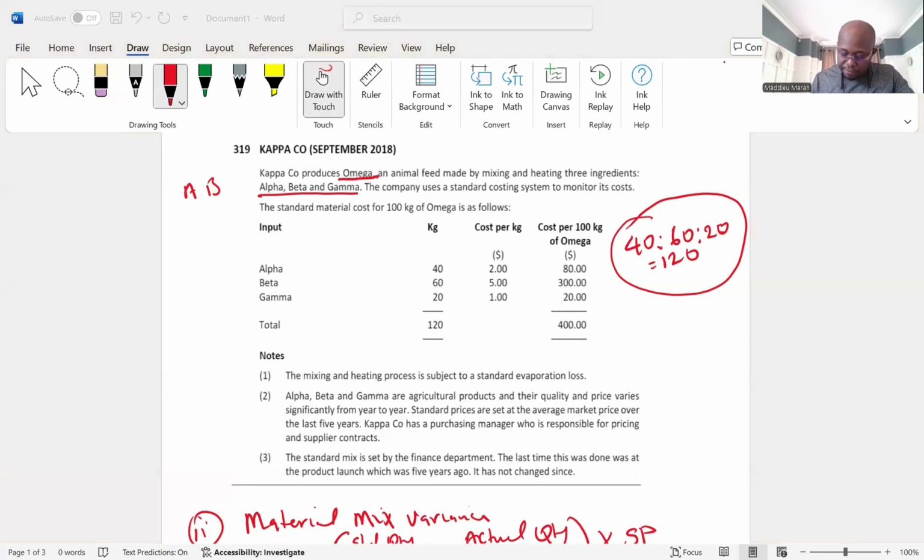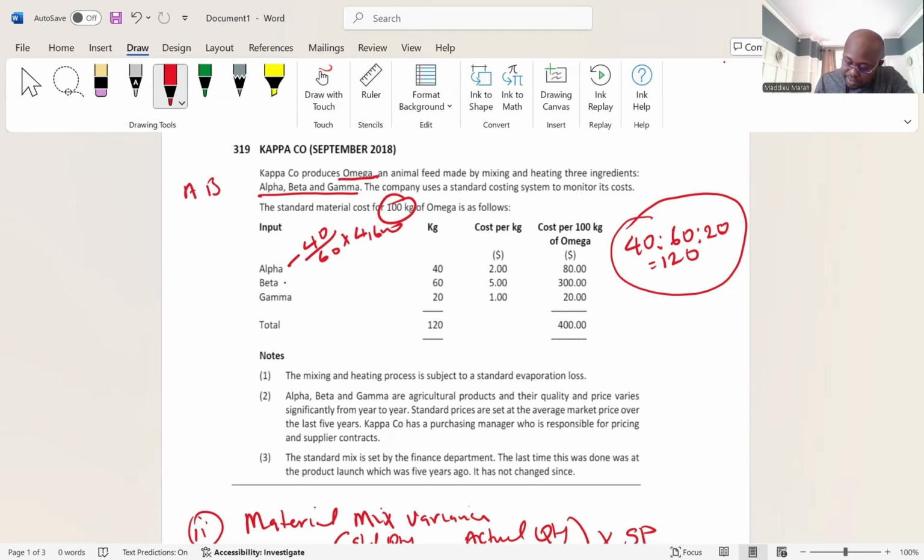So let me start with alpha. Now we know, we are told this is standard quantity. Pay attention. When we calculated the mix, we used the ratio 40:60:20, which gives us 120. So we did for alpha 40 divided by 120 because we're calculating the mix. But we are told that the standard material cost for 100 kg, we are calculating the standard quantity at standard mix. So now we are using this 100 again. So for alpha, it's going to be 40 divided by 100 at actual production, which is 4,600.